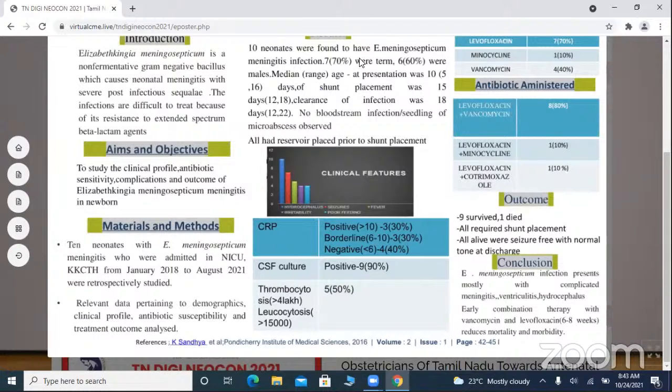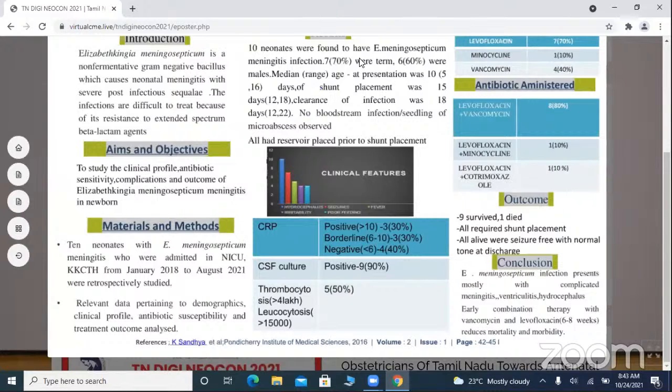And the CSF culture was positive in 9 out of 10. And the one left had a genomic PCR positivity for the same. Eubacterial genome picked up the meningitis. Thrombocytosis and leukocytosis was present in 50%, that is 5 out of the 10.